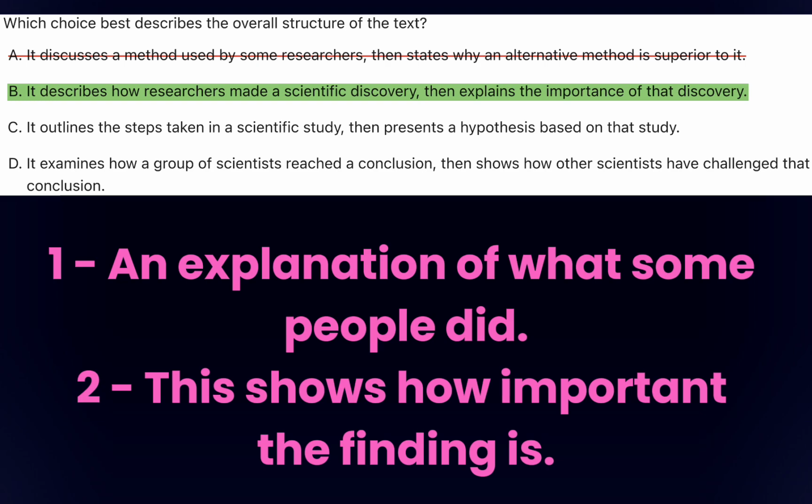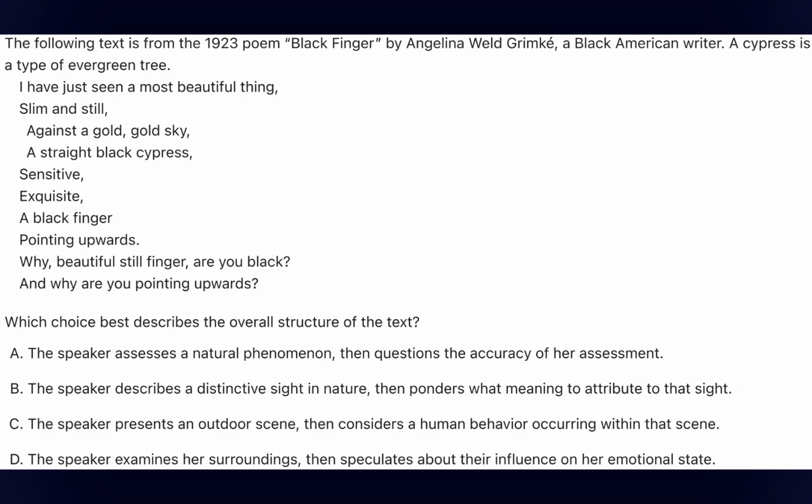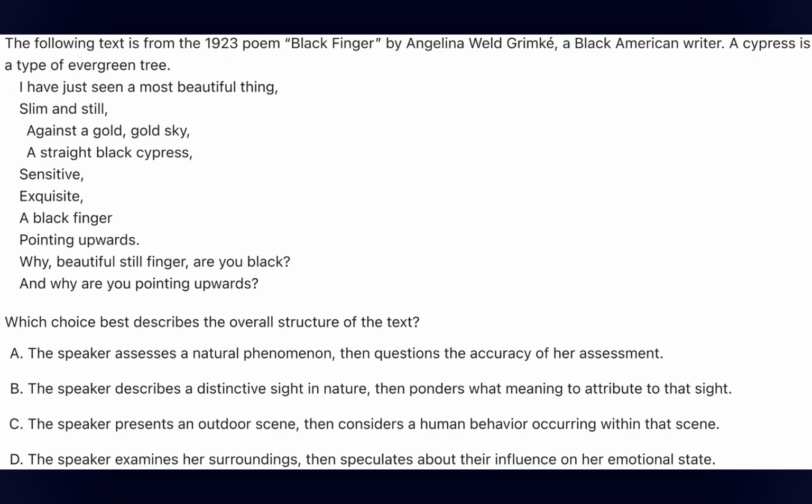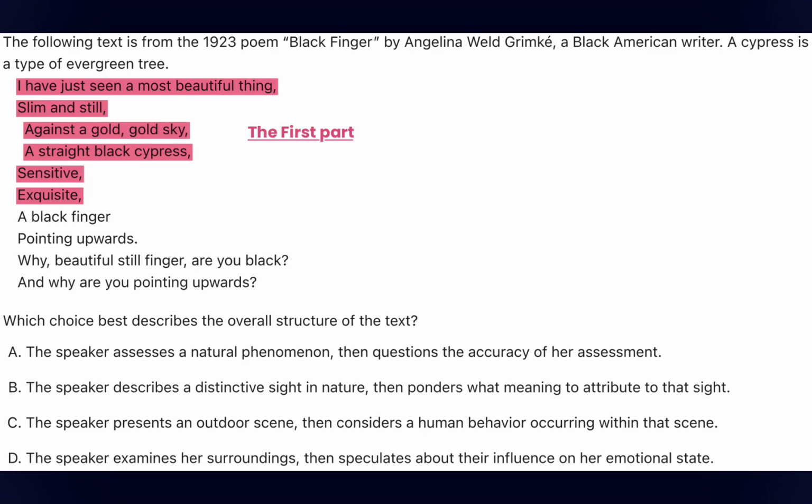Alright, now let's look at another example, however this one is a poem. It says the following text is from the 1923 poem Black Finger by Angelina Weld Grimke, a Black American writer. A cypress is a type of evergreen tree. So when it comes to poems, I always divide them into two sections: the first half and the second half.